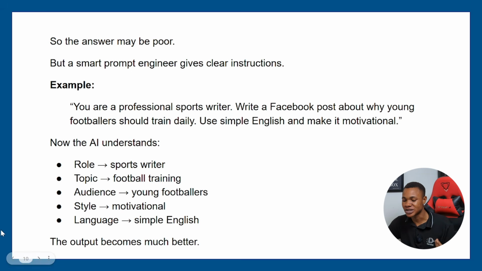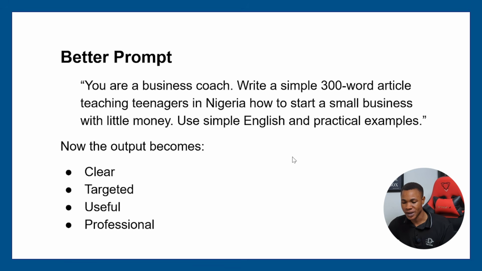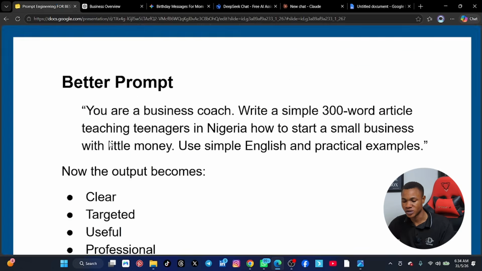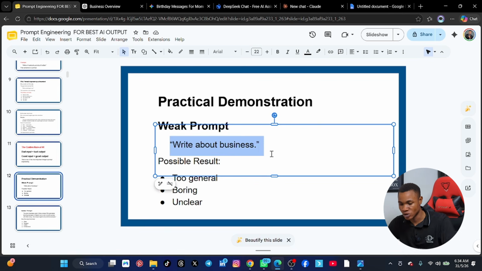So the AI now understands the role, the topic, the audience, the style, and the language, who the AI is for. So when the AI understands this, it can now give you a better result. Is that okay? So the output becomes much better. Why? Because the prompt is better. All right. So practical demonstration. A weak prompt is write about business. So this is too general. This one here is too general, so let's copy this and do the practicals.